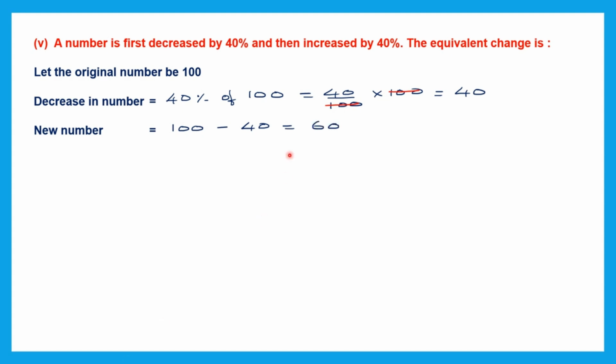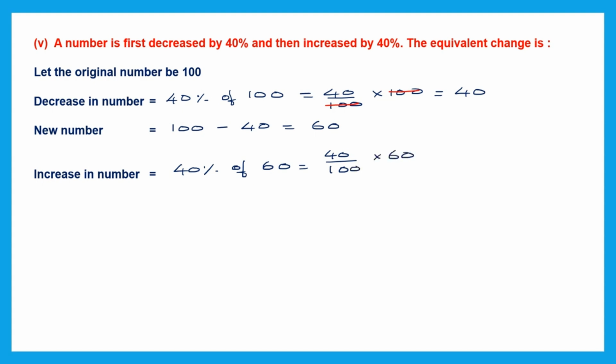Then what do we see? Here it says, and then it is increased again by 40%. So what is the increase now? The increase in number will be 40% of 60, 40% of this new number, that is 60. So 40% of 60 will be 40 by 100 into 60.